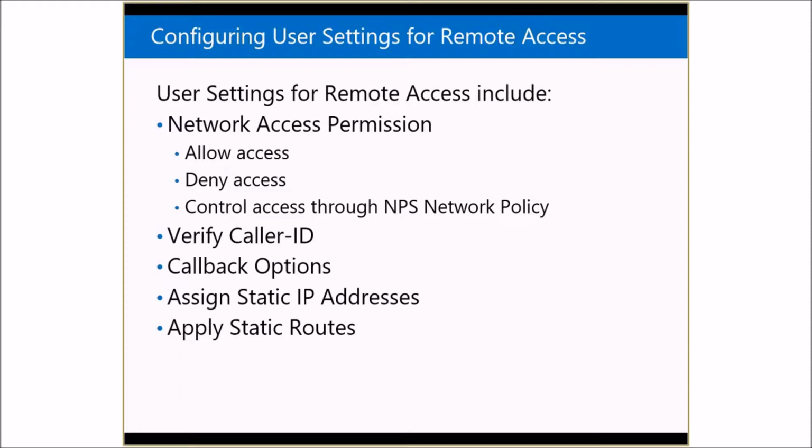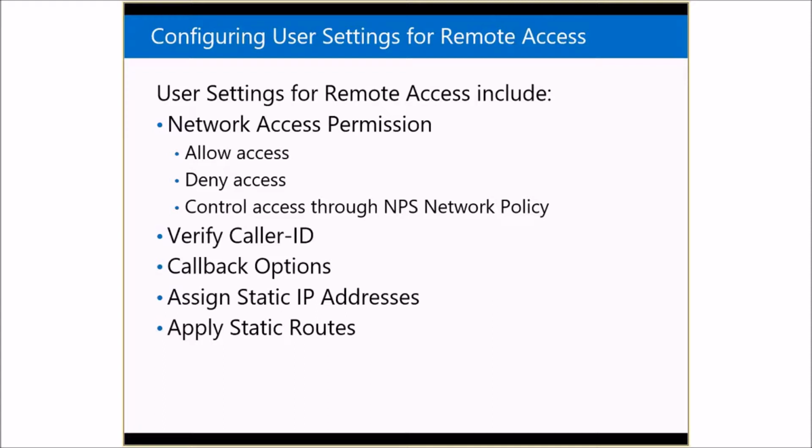So we're configuring user settings for remote access. So basically with remote access, we can use user settings on the remote access to include network access permission. So whether you're allowed to access or not. Just because we got VPN doesn't mean everyone just automatically is allowed. We definitely can make everyone allowed, but doesn't mean we should.